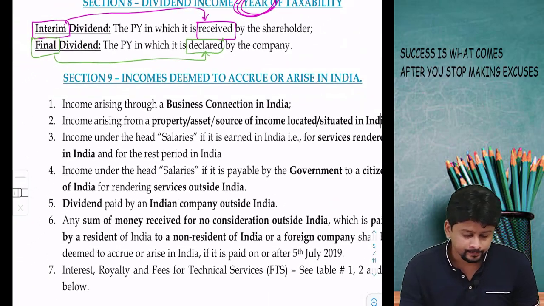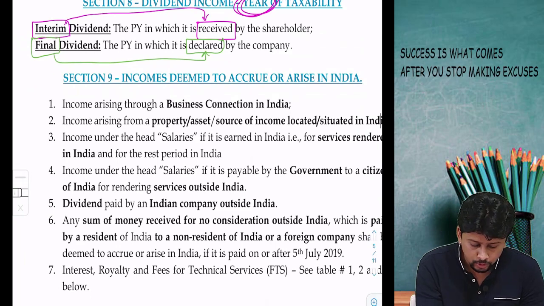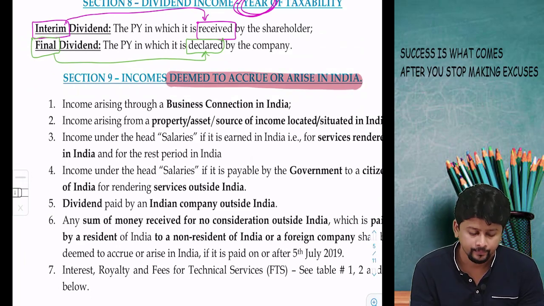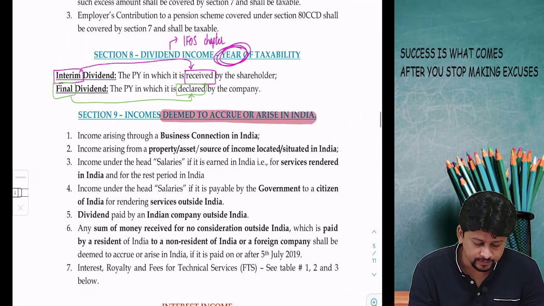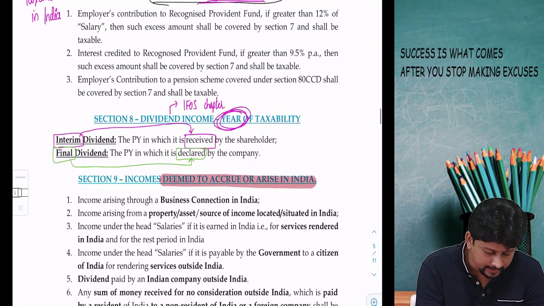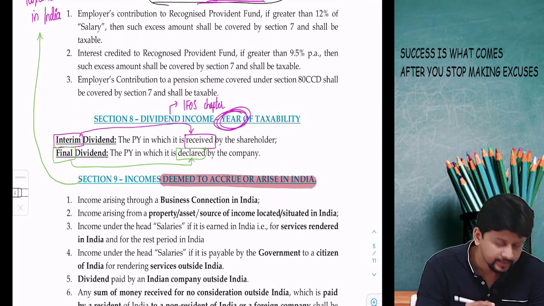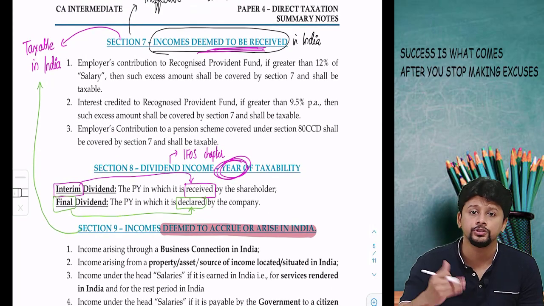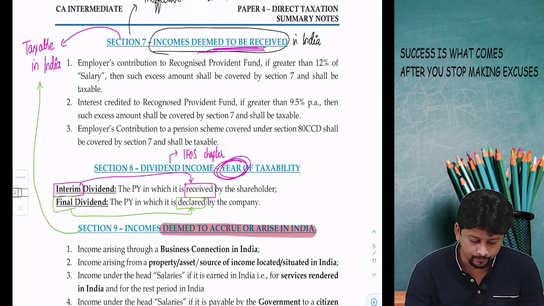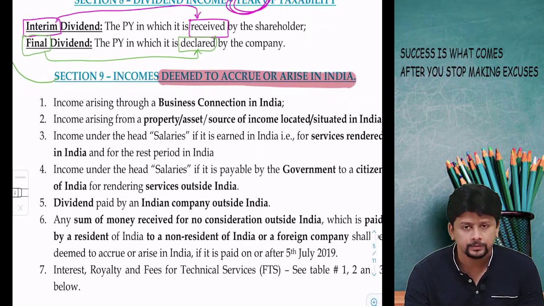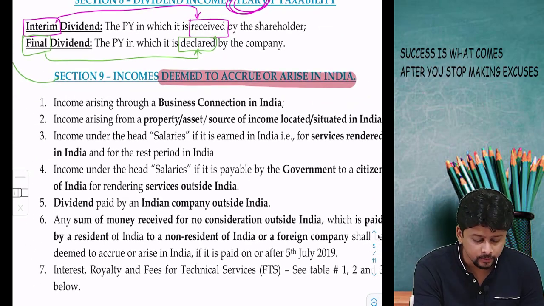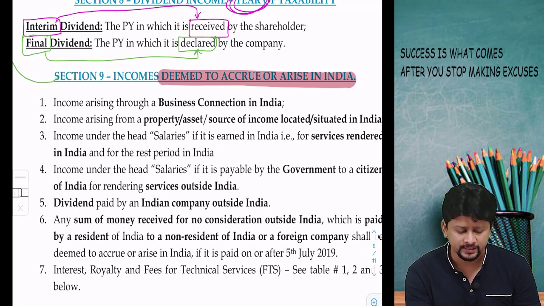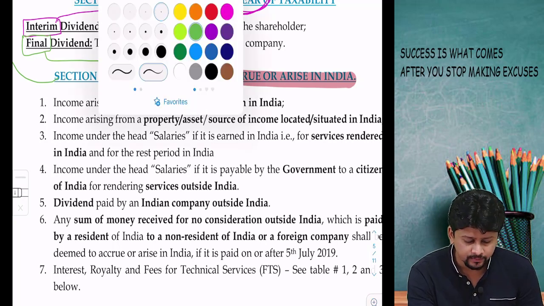Section 9, deemed to accrue or arise in India. Again, it goes without saying that if this income is deemed to accrue or arise in India, it means this income is taxable in India. You will have to pay tax on this income. It is assumed that it is accruing in India. Detailed notes, you can study everything from the detailed notes if you have some confusion. As far as remembrance is concerned, it's something very easy.